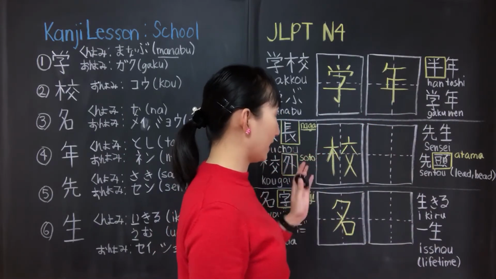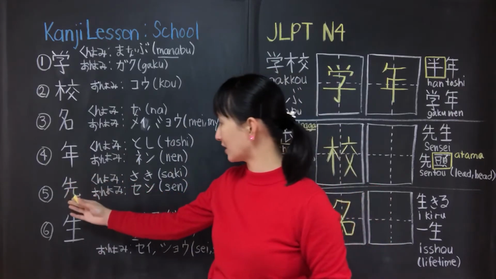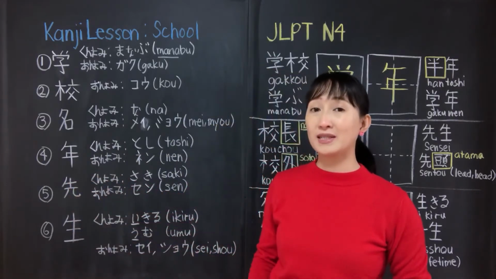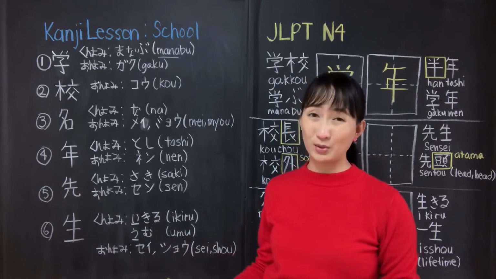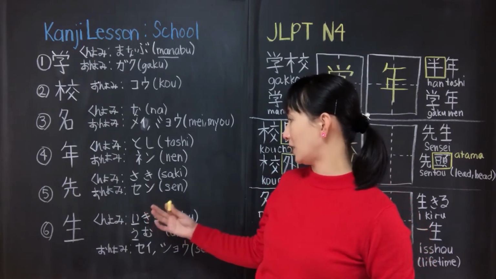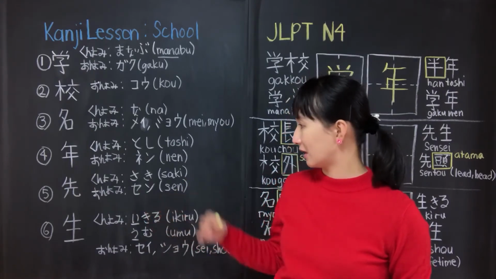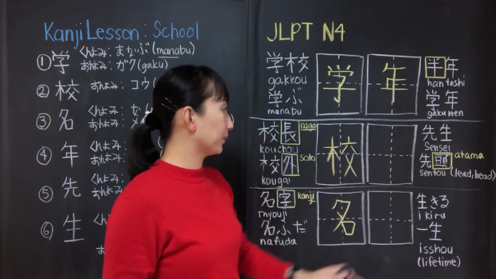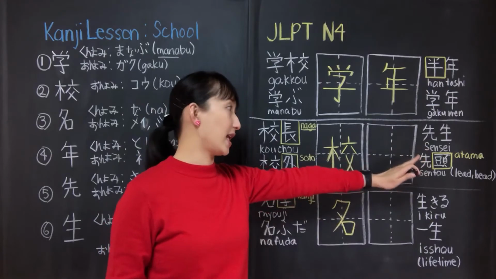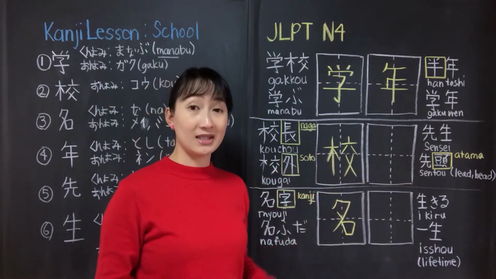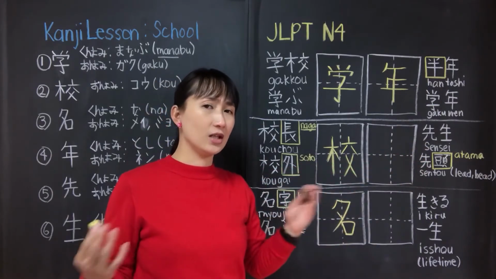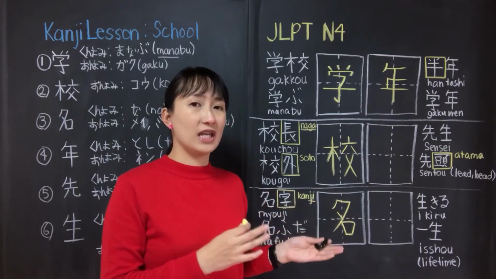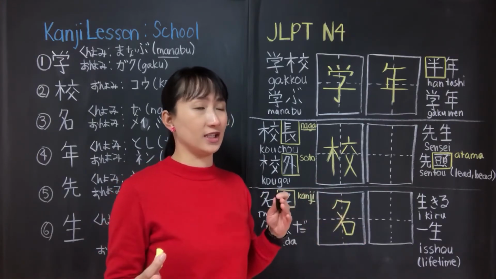Okay, so our next kanji is this kanji. Its kunyomi is saki, which means previous, and its onyomi is sen. The example that I have for you for our fifth kanji is sensei. Sensei means teacher. Jane Sensei. Here in Japan, they call me Jane Sensei or Teacher Jane.